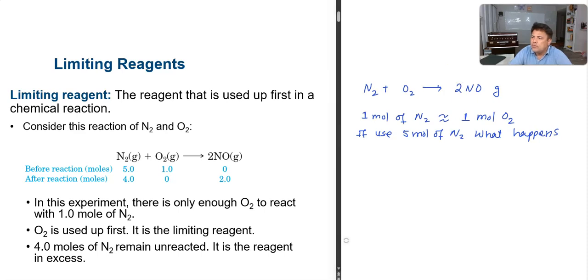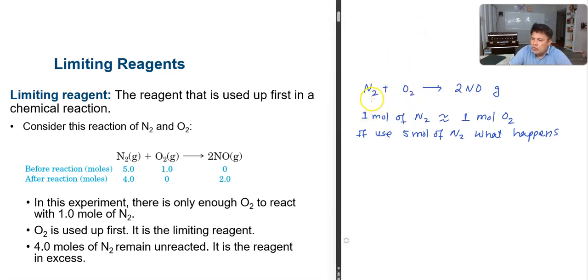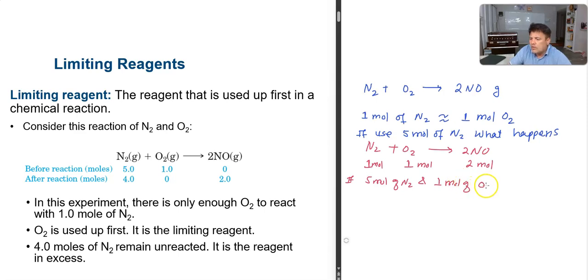What happens if you use 5 mole of N2? Now, N2 plus O2 gives you 2NO. This means that 1 mole reacts with 1 mole and gives you 2 mole, right? But suppose you have 5 mole of nitrogen and 1 mole of oxygen, what happens?